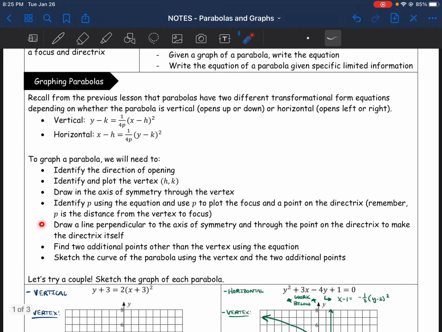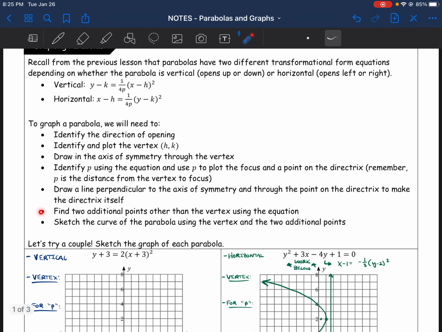Draw a line perpendicular to the axis of symmetry and through the point on the directrix to make the directrix itself. Find two additional points other than the vertex using the equation. And then finally, sketch the curve of the parabola using the vertex and the two additional points.